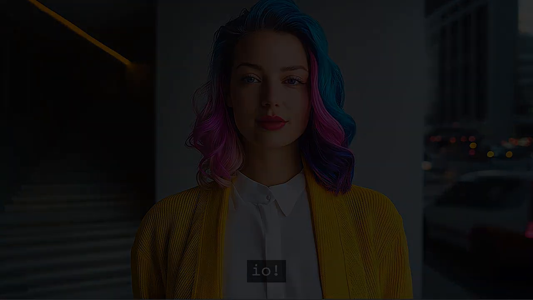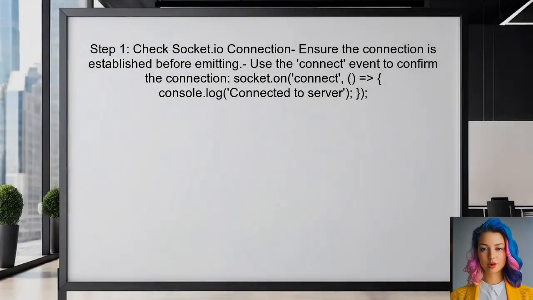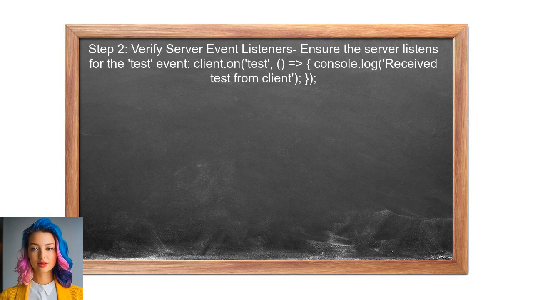To address the issue of the Electron application not emitting messages, the user should first check the connection to the Socket.io server. It's important to ensure that the connection is established before attempting to emit any events. Next, the user should verify that the server is correctly set up to listen for emitted events. The server must have the appropriate event listeners in place to handle the messages sent from the client.